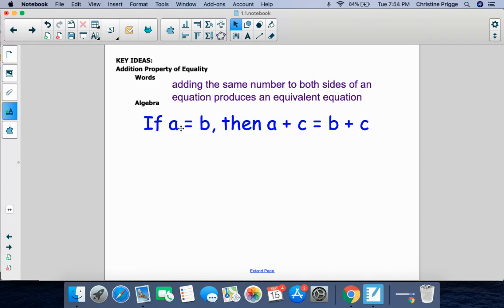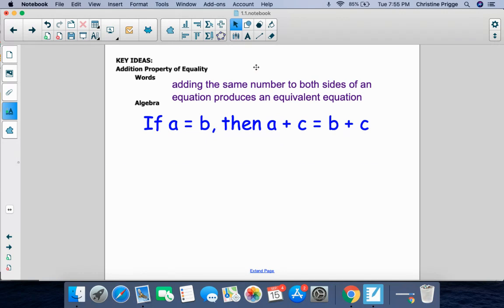This says if a number, and we're going to call it A, is equal to another number, we're going to call it B, then if you add a third number, C, to A, you have to add C to the other side of the equation to keep it equal. In other words, you need to balance the equation out.